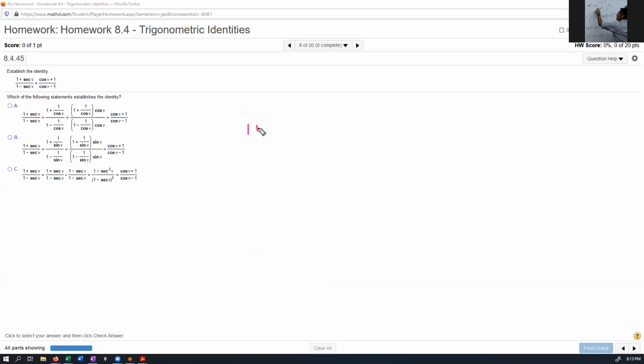Okay, 1 plus secant v over 1 minus secant v is equal to cosine v plus 1 over cosine v minus 1. All right, so I know that for my final answer, I need cosines in this. And in this one, I have secants. And I know secant is 1 over cosine. So I could rewrite this like this. So that's the left-hand side.